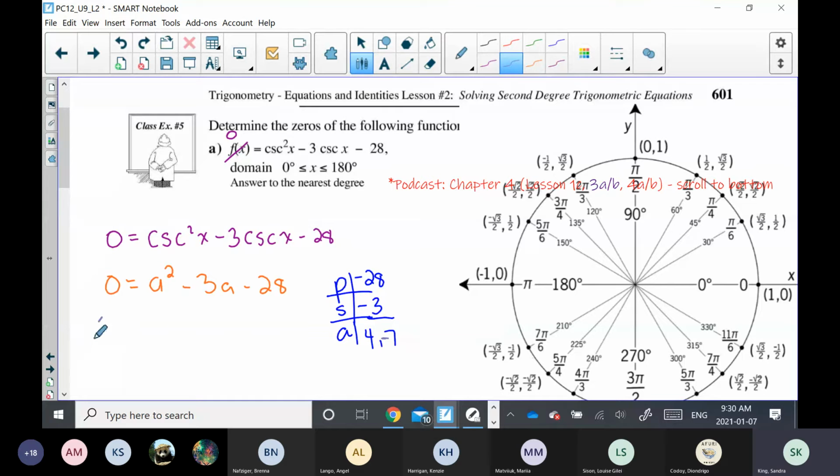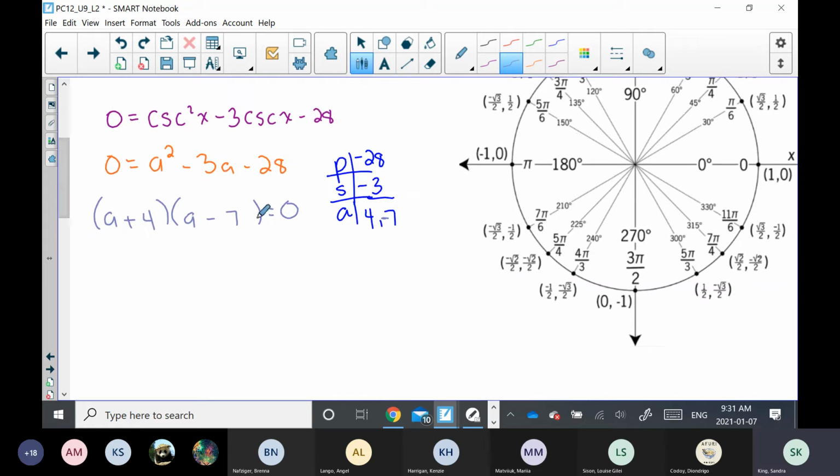PSA 1 is you just set up your two different brackets, put an A at the beginning of each bracket. 1A gets a +4, 1A gets a -7. We are done factoring. Now I just need to substitute out that A and put back in the cosecant. So cosecant of x +4, cosecant of x -7.